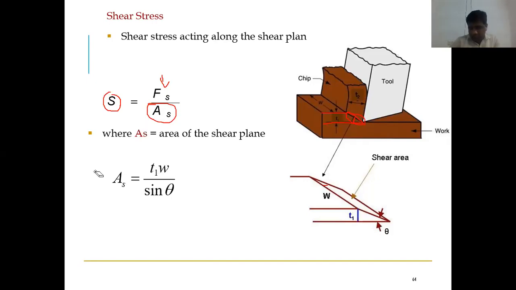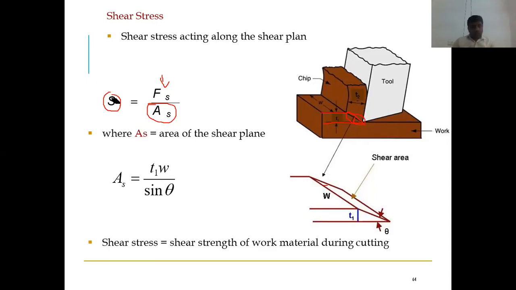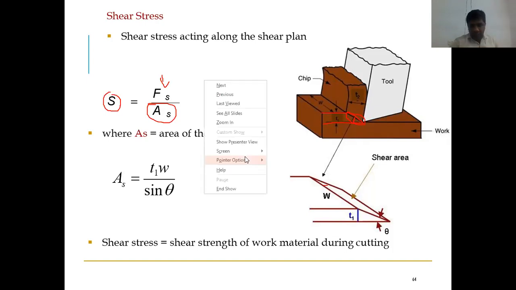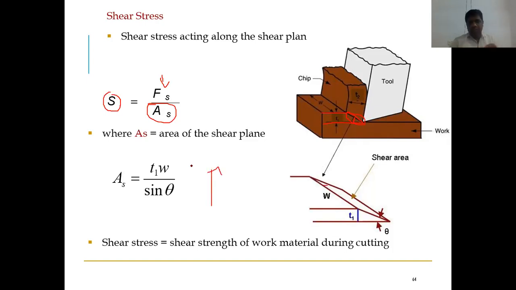If you know Fs and substitute this value, you are going to get the shear stress of the material. This shear stress is nothing but the shear strength of the material, right? If you don't know the other parameters but you know the shear strength of the material, you can calculate by going in this direction. So if you know the shear stress, it is nothing but shear strength.